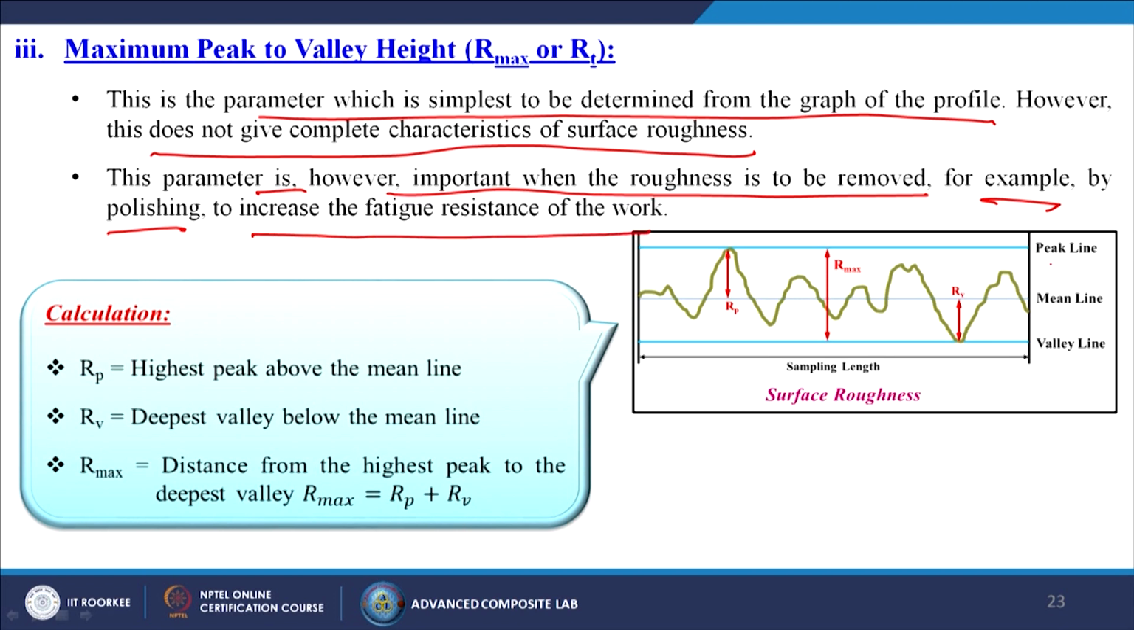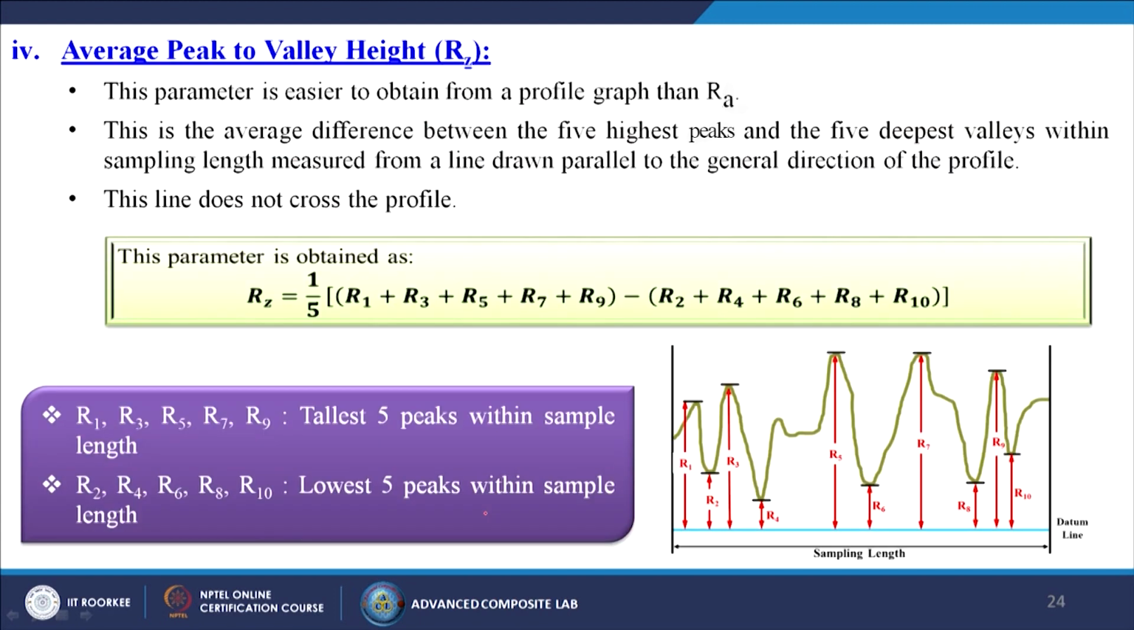So, in this particular case this is the peak line, this is the mean line and this is the valley line. When we are talking about the peak line, that is denoted by the RP from the mean line. The distance between the highest peak and the lowest peak is known as the R max, and from the mean line to the valley line the highest point is known as the RV. So, RP is the highest peak, RV is the deepest valley, and R max is nothing but the RP plus RV.